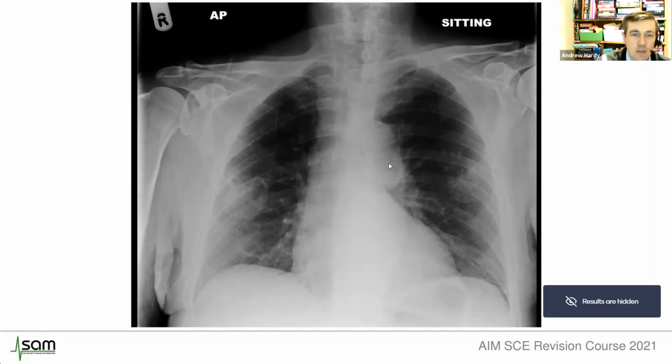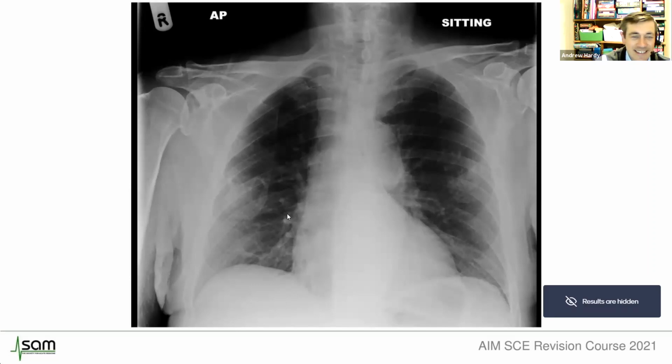So the things to look out for, don't forget to look at the hilum. They can sometimes hide stuff in, hilar lymphadenopathy, things like that. Check under the diaphragms for free air. Check the soft tissues. Occasionally they might put surgical emphysema in or something like that in somebody with severe asthma.